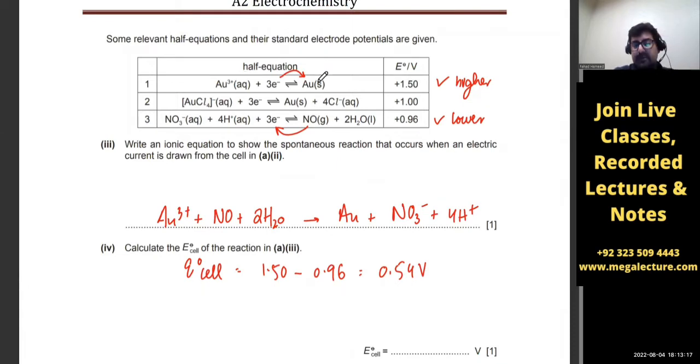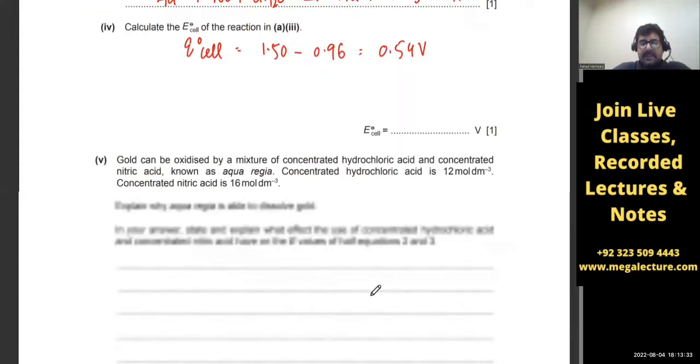So they gave us the table. Higher potential gains electrons, lower potential loses electrons. This goes forward, this goes backward, and we were able to make an equation for the reaction. And we were able to calculate the E0 cell for this reaction as well. Achha, next part pe aa jate hain. This one is more tricky.